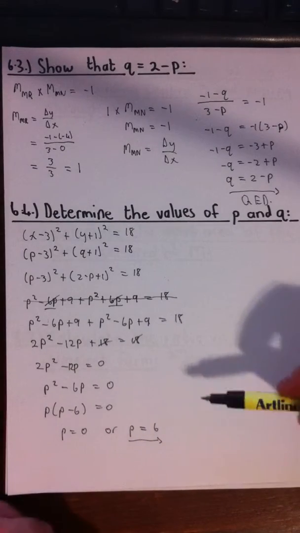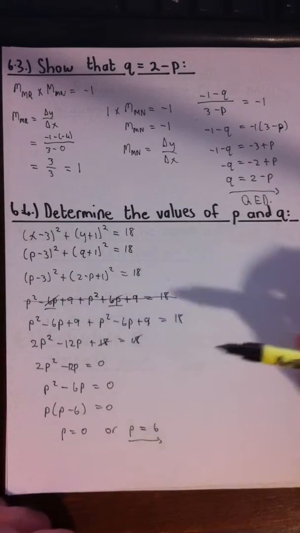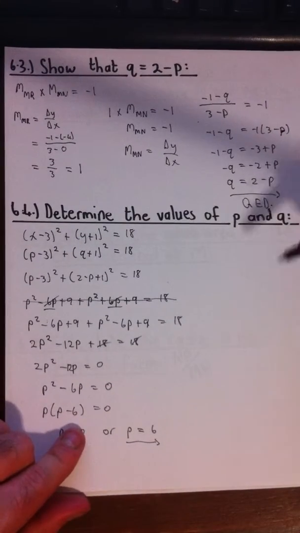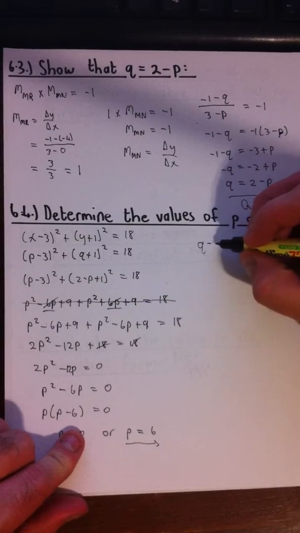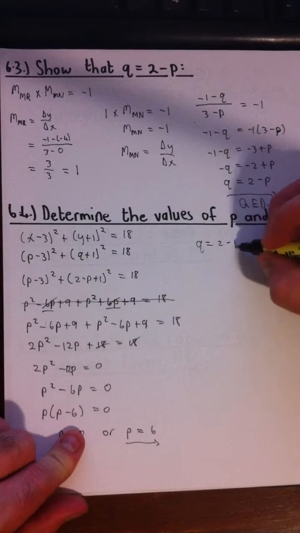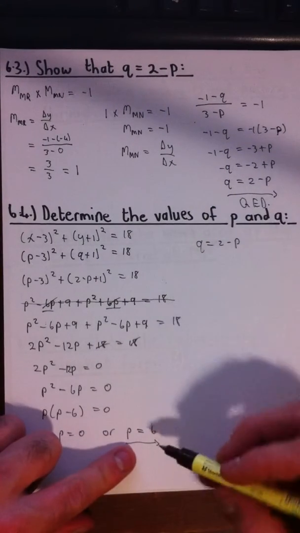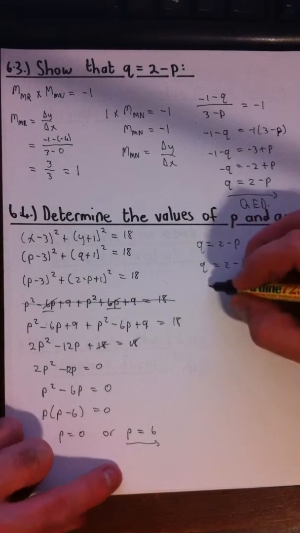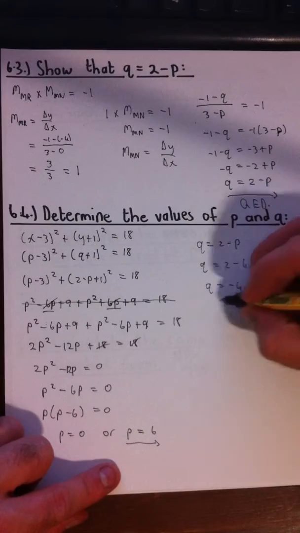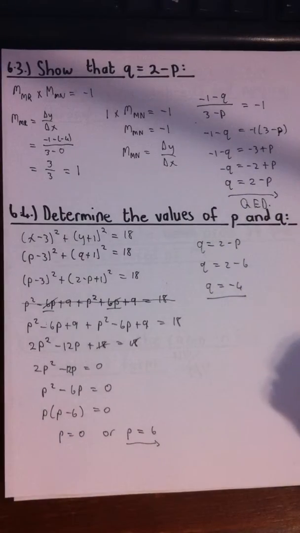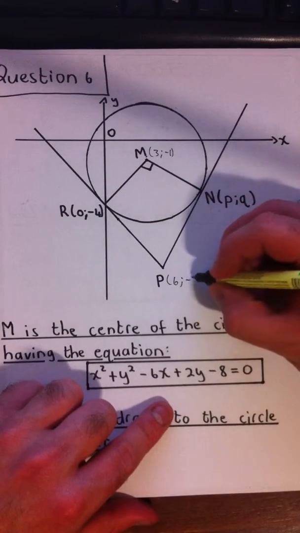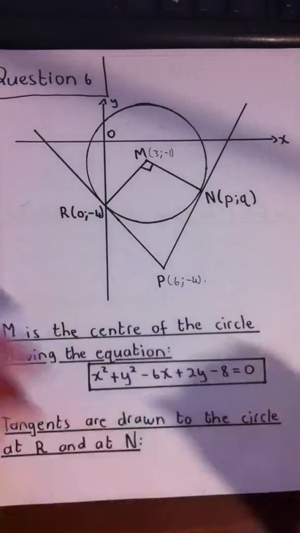Now to find the q value, we can just substitute p back into the equation. And this equation would be the easiest because we know that q equals 2 minus p. Therefore, if we substitute p equals 6 in, we get q equals 2 minus 6. Therefore, q equals negative 4. And that looks like it could work. So p is 6, q is negative 4. Now let's write that in here. 6 and negative 4. Okay.